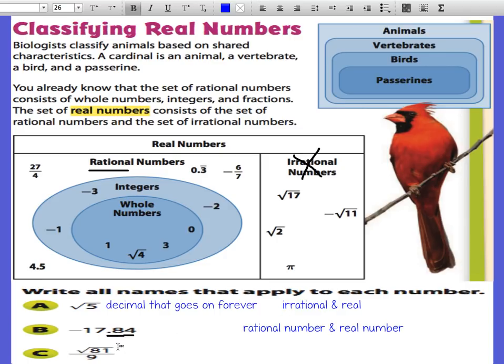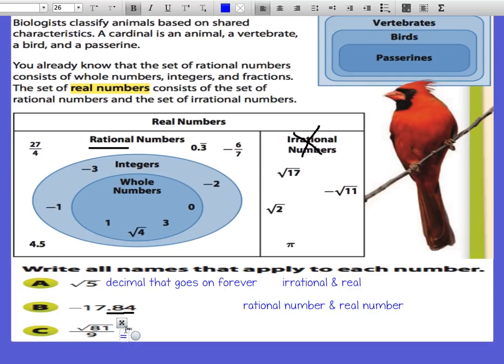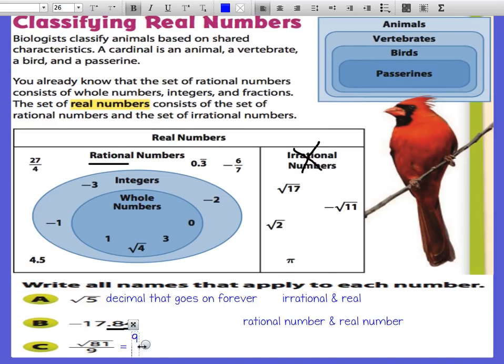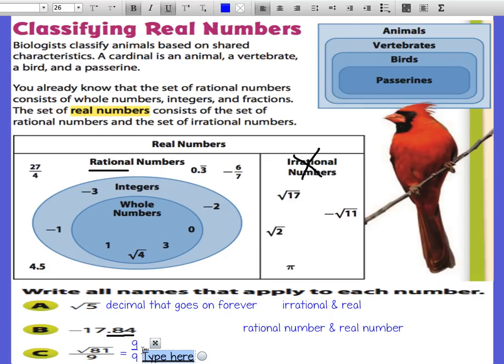Now in this case, I have the square root of 81 over 9. Well, the square root of 81 is equal to 9 because we know 81 is a perfect square. So here I have 9 over 9, and I know that 9 over 9 is equal to 1. Well, since it's equal to 1, we can start backwards. It's a real number.